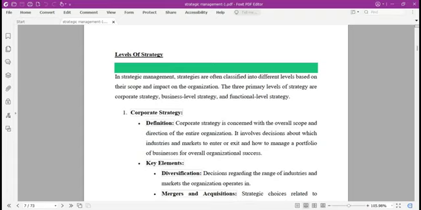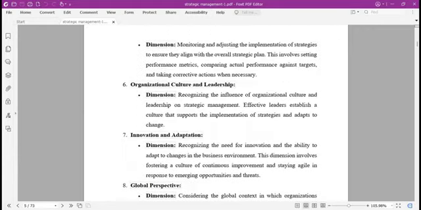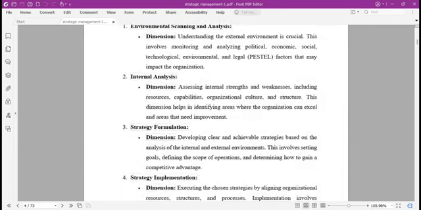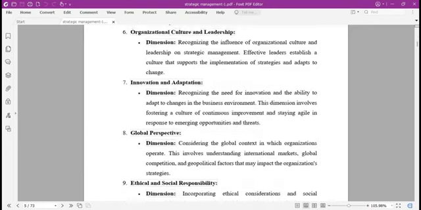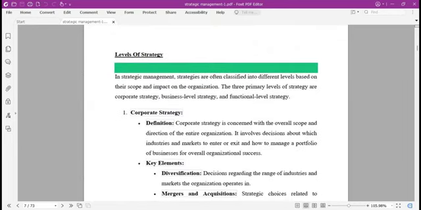We stopped at the last lecture at the dimensions of strategic management. Today, this morning, we will be looking at levels of strategy. In strategic management, strategies are often classified into different levels based on their scope and impact on the organization.